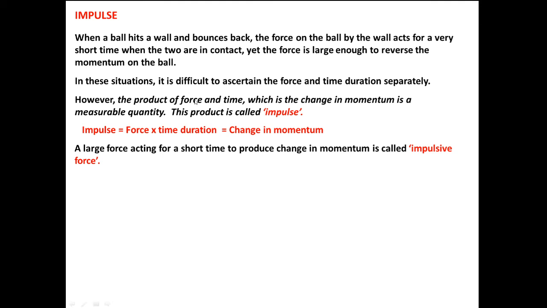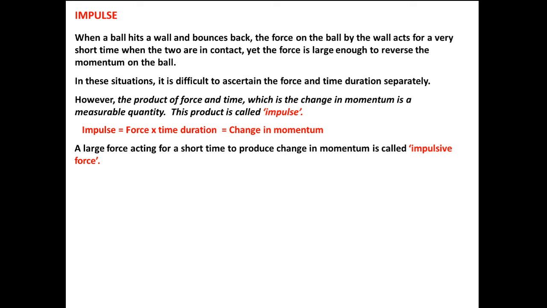The product of force and time, how much force applied in how much time, that is called impulse. And how can the impulse be measured? That is the change in momentum. And change in momentum is a measurable quantity, because how much force a wall applies we can't measure. But we can measure the change in momentum of the ball. So if the ball was moving with velocity v and mass m, then its change in momentum will be twice mv. And if this twice mv takes place in time t, then this can be measured.